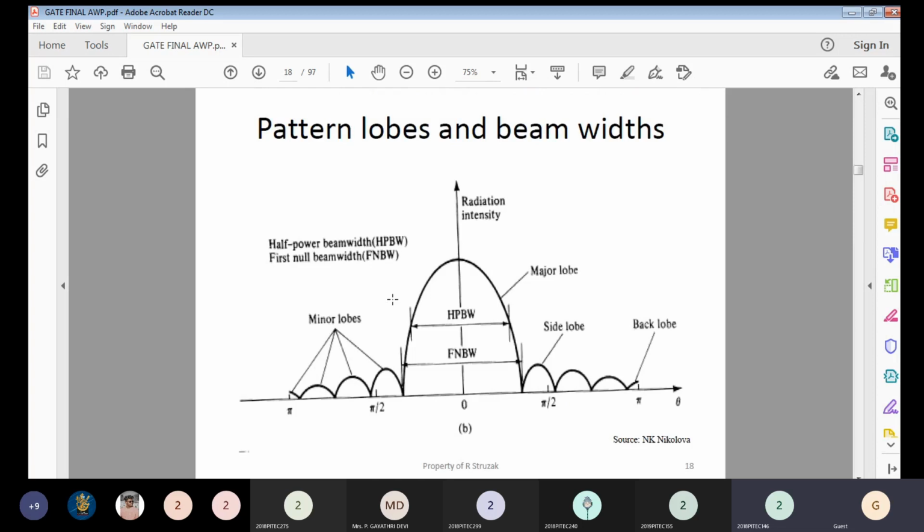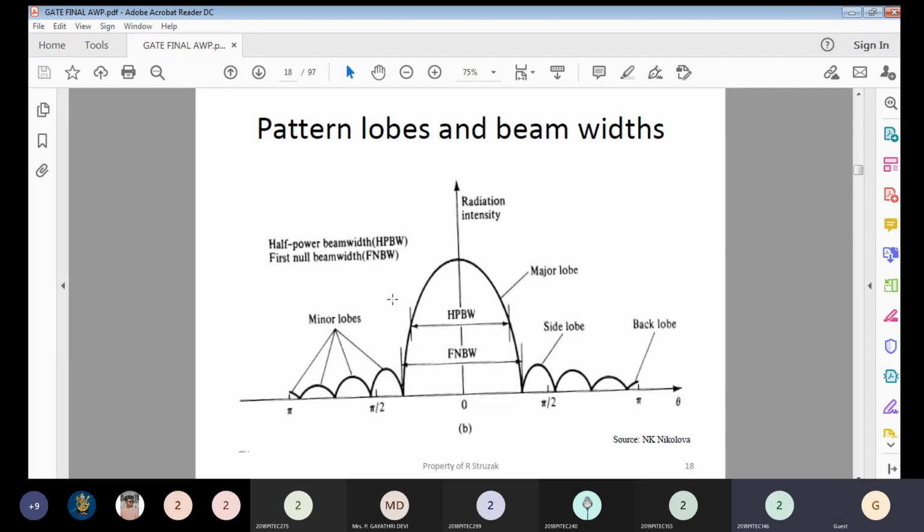If the radiation is expressed in terms of field, then the radiation pattern is called a field pattern. And if the radiation is taken in the form of power, that means power per unit area or Poynting vector, it is called a power pattern. That you should keep in your mind. Generally, we have two types of radiation pattern: field pattern and power pattern.